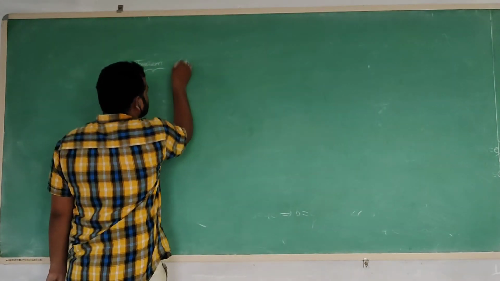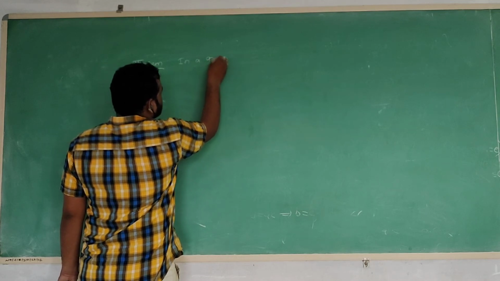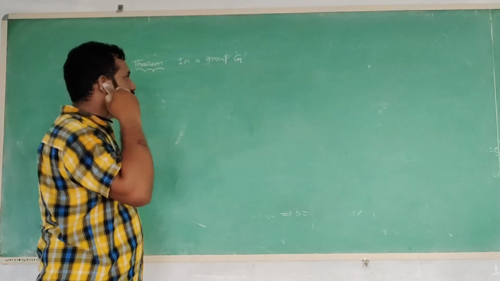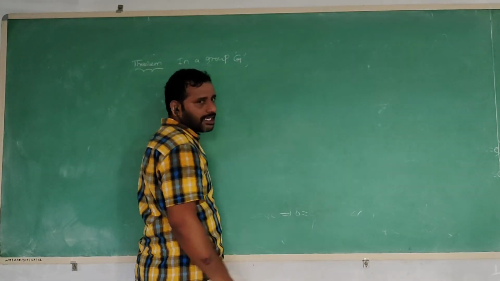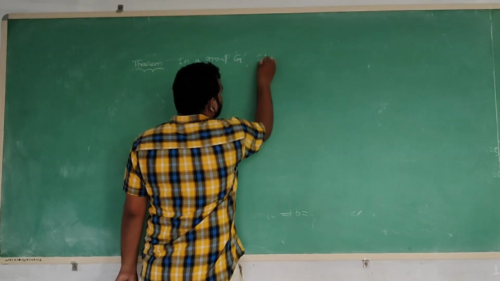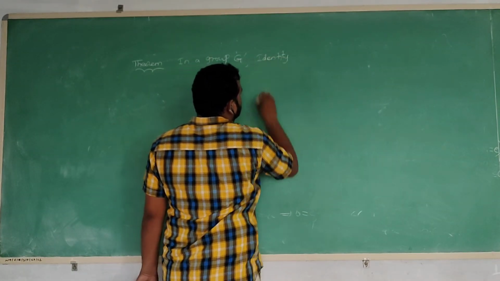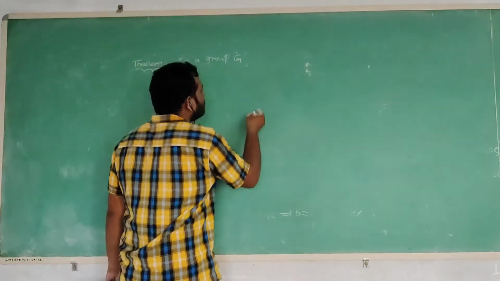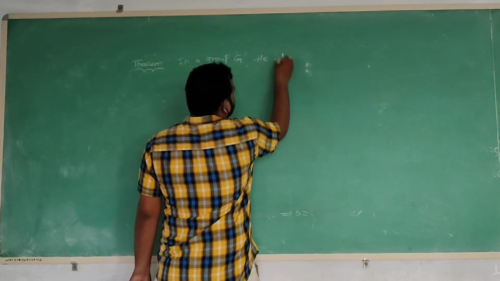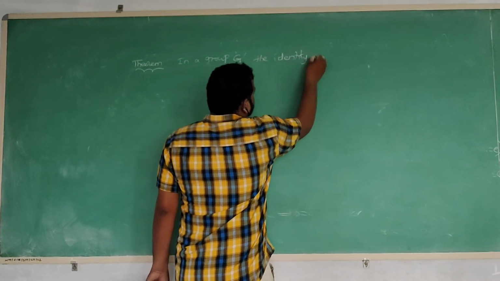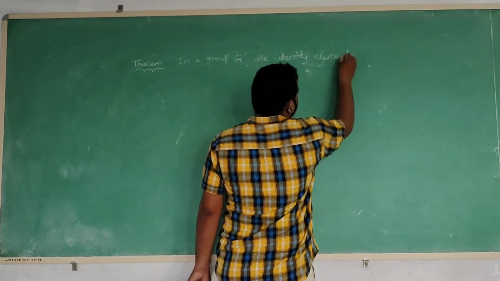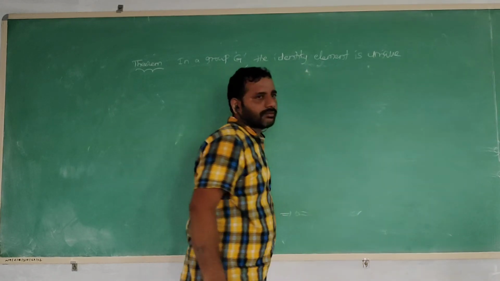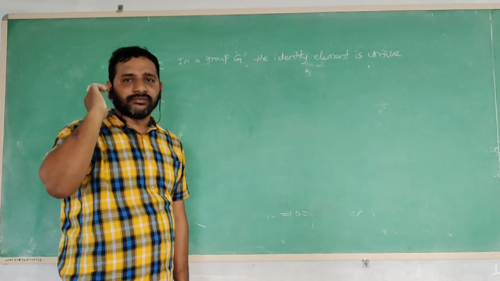In a group G, the identity element exists. Sorry, in a group G, exactly one identity element exists, that is, the identity element is unique. In a group G, the identity element is unique.